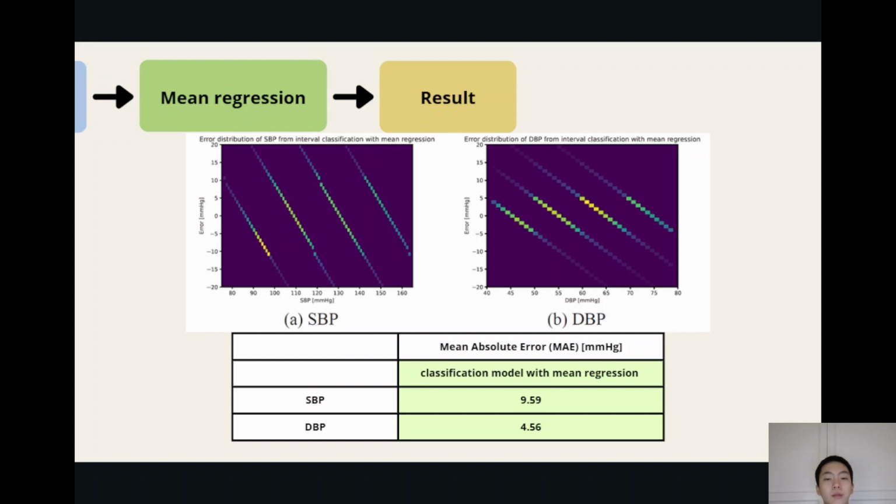If the blood pressure values were uniformly distributed, we would expect a mean absolute error of about 5 mmHg for SBP and 2.5 mmHg for DBP. However, look at this histogram. We can see that the blood pressure values were not uniformly distributed. They tend to concentrate at the edge of some intervals, which leads to a mean absolute error of 9.59 mmHg for SBP and 4.56 mmHg for DBP.